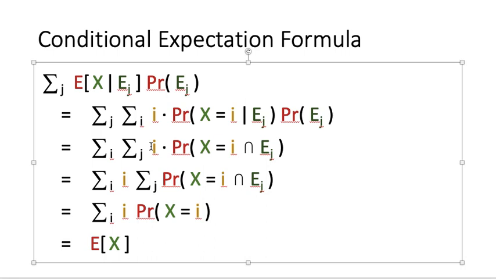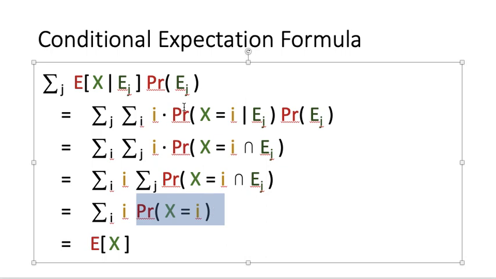Now this i term is independent of j. So when we sum over j, i is kind of a constant with respect to j, so I can move the i outside. We get summation over i of i, and then the summation of the remaining part. In this remaining part, we are summing the probability of x equal to i intersect all the different Ej's. This is actually the law of total probability. This summation term is exactly the same as the probability of x equal to i.